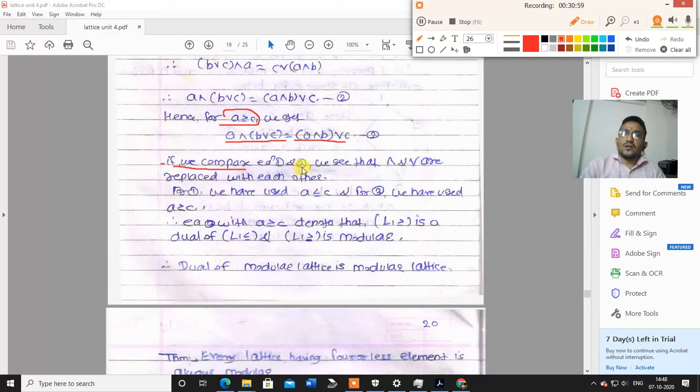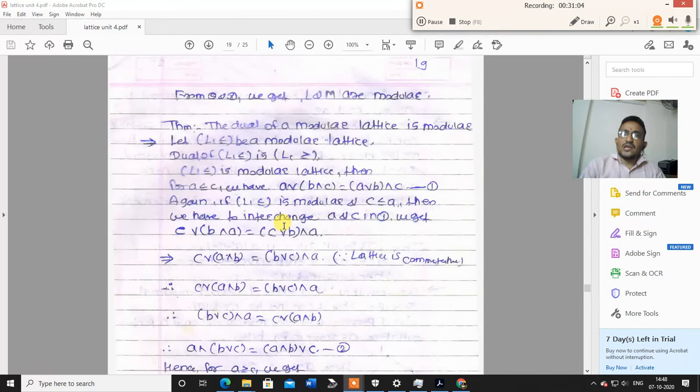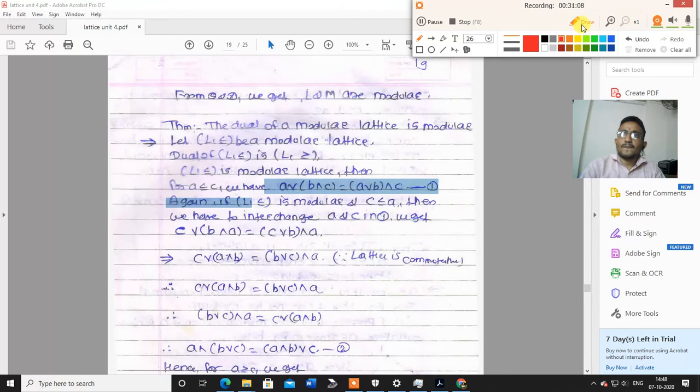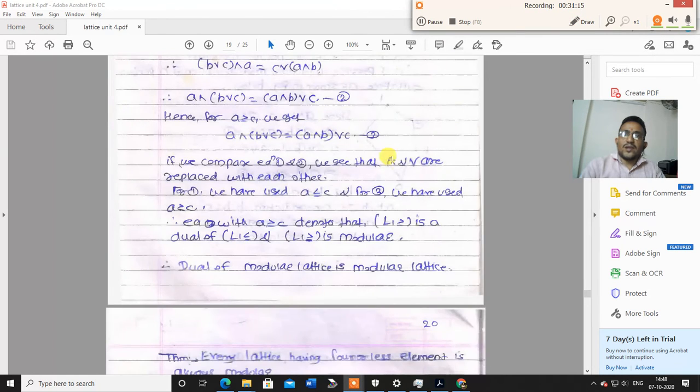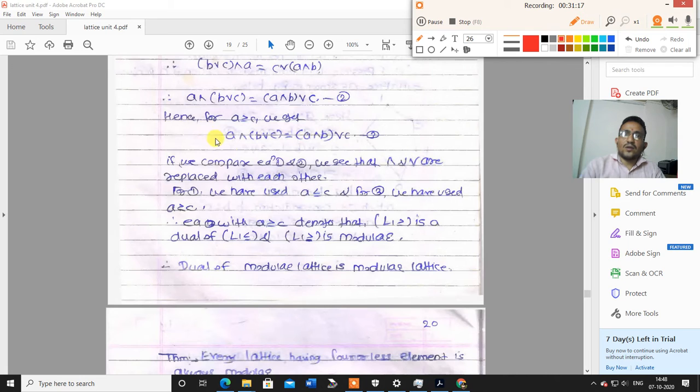Now if we compare equation 1 and 2, this is equation 1 and this is equation 2, we get the same modular law. So if we compare equation 1 and 2, we see that meet and join are replaced with each other. Where there was meet, here it became join.